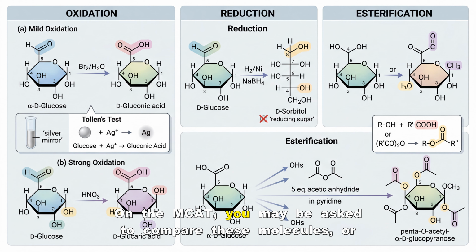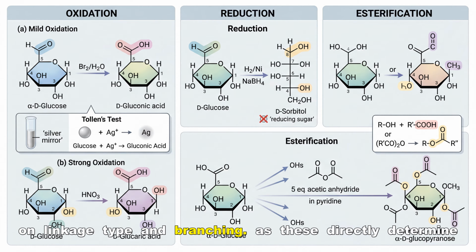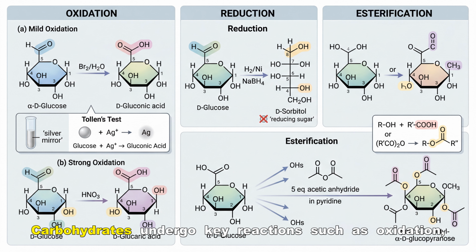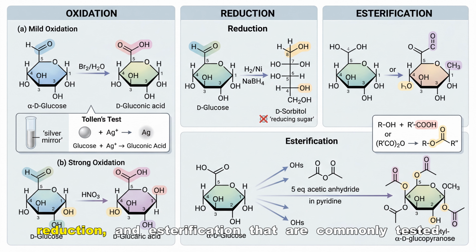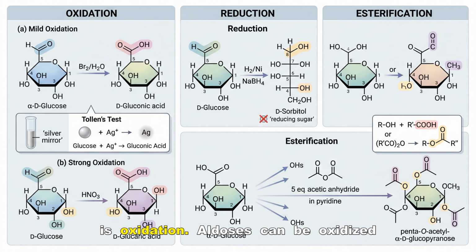On the MCAT, you may be asked to compare these molecules or predict properties based on bond type. Always focus on linkage type and branching, as these directly determine biological function and digestibility. Carbohydrates undergo key reactions such as oxidation, reduction, and esterification that are commonly tested on the MCAT. One of the most important reactions is oxidation.